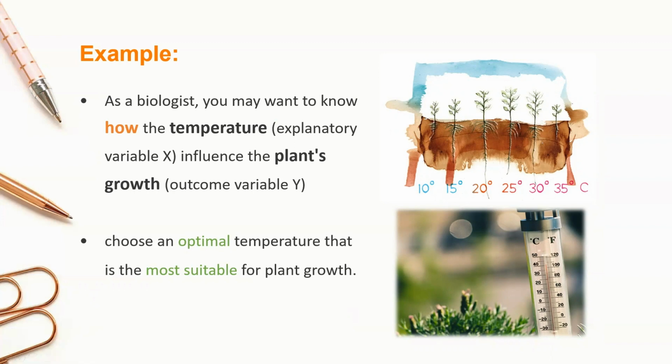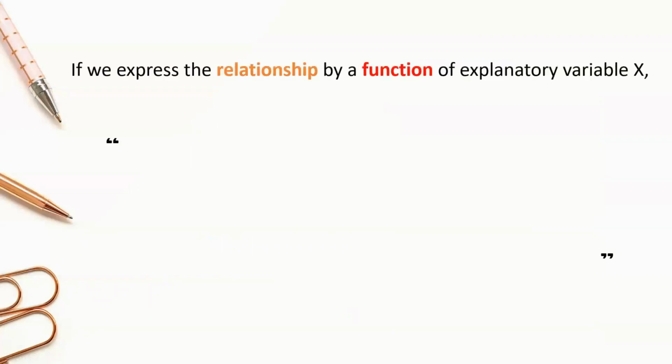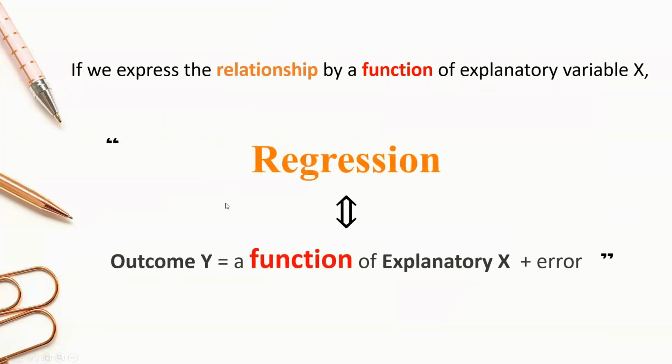So finally, let's move a little bit further to express the relationship by a mathematical function of the explanatory variable. So then, regression is the problem to learn an equation like this. Outcome variable y equals to a function of explanatory variable x plus some error. And our focus is just this function describing the relationship.